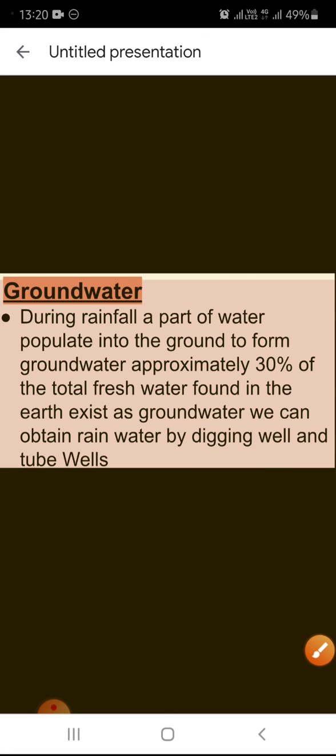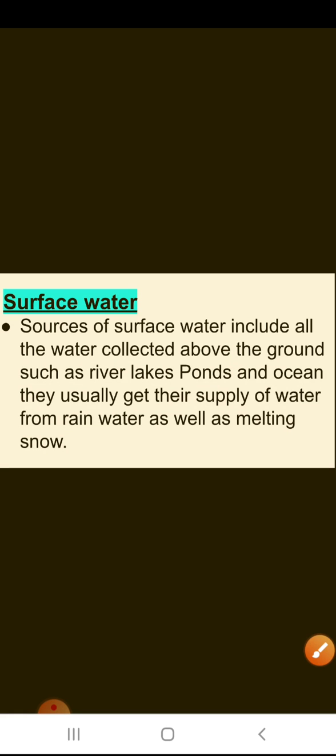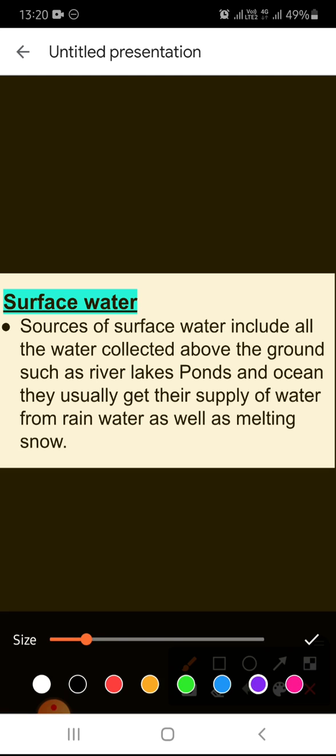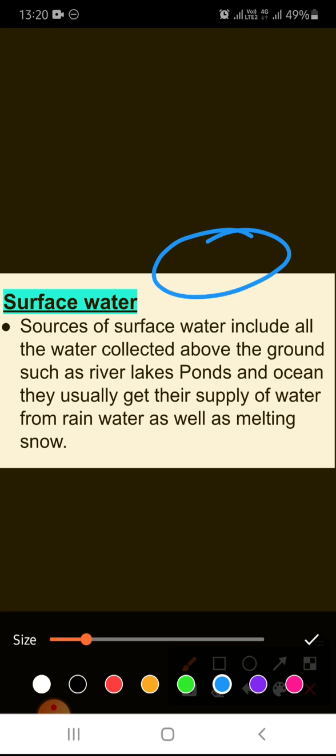So the second source of water is groundwater. Now the third one is surface water. As we know, sources of surface water include all the water collected above the ground, such as rivers, lakes, ponds and oceans, and they usually get their supply of water from where? From rainwater or melting snow. Whenever there's rain or the snow melts, that water collects in the form of ponds, rivers, lakes.